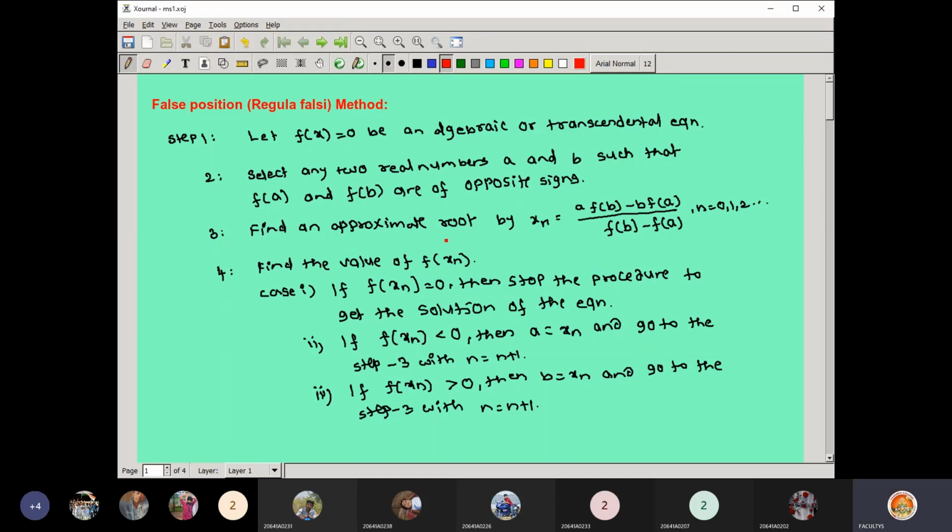Step number 3: find an approximate root by xn equal to... there in the bisection method we took (a plus b) by 2. Here you are taking a separate formula, (a f of b minus b f of a) divided by (f of b minus f of a), for n equal to 0, 1, 2 and so on.